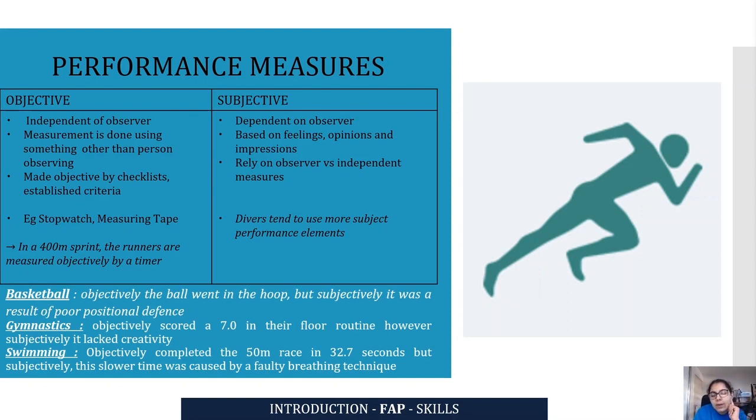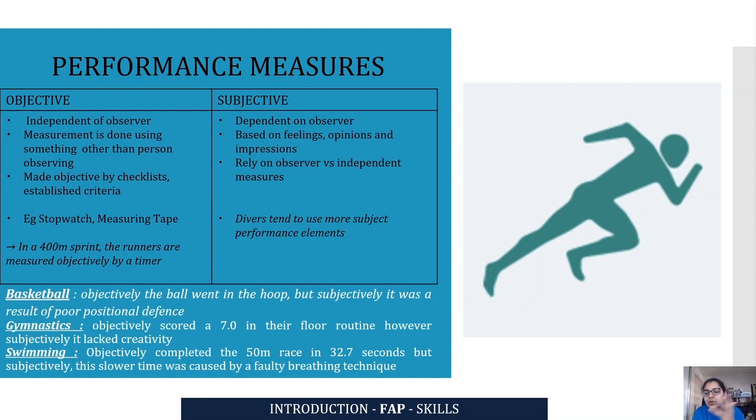Now, this is where we are relying on the observer versus independent measures. For example, divers tend to use more subjective performance elements in order to give those marks, in comparison to a 400-meter sprint. And even with gymnastics, there are checklists to make it more objective, but there's definitely a level of subjectiveness in it as well.